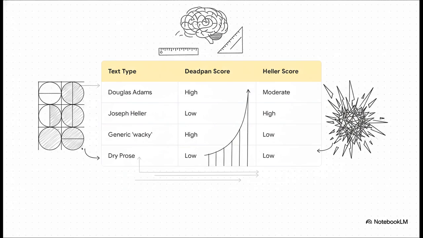And here is the payoff. When we run different kinds of text through this analysis, the theory holds up perfectly. Adams scores high on the deadpan metric, and Heller scores high on his. But check out the generic wacky text. It has the spikes, but it doesn't have the underlying structure. And this is the amazing part. This tool can actually tell the difference between deliberate literary craft and just random weirdness.